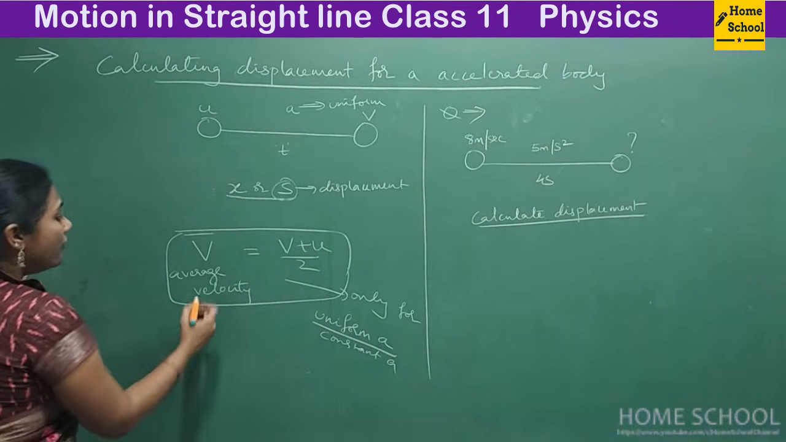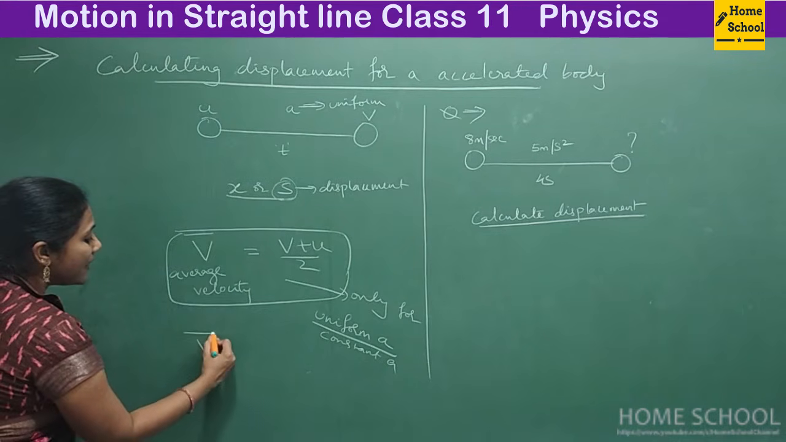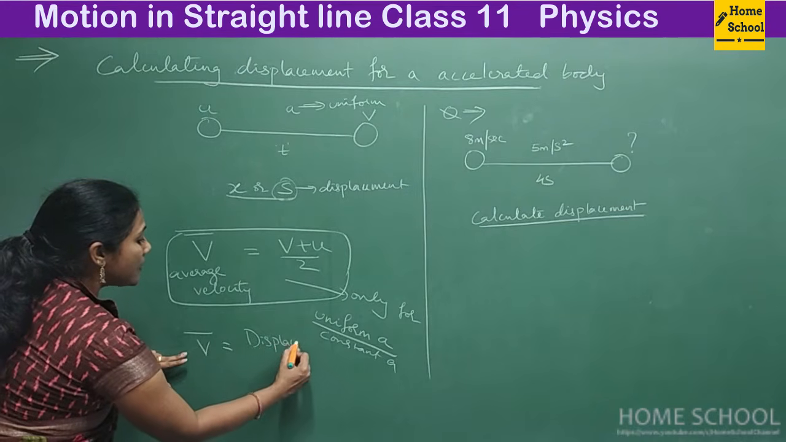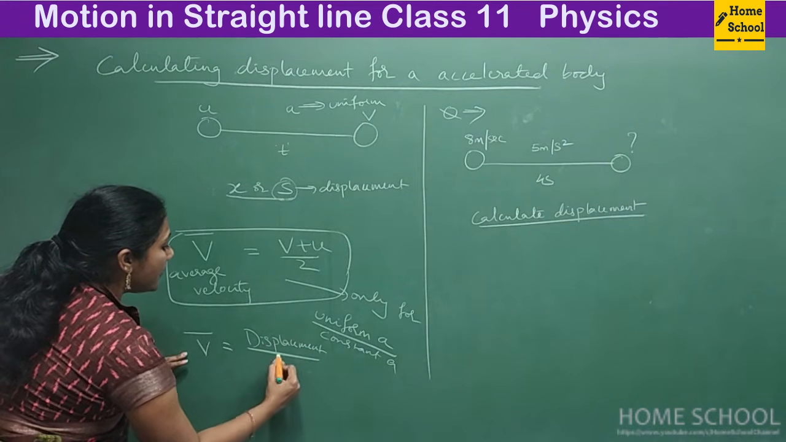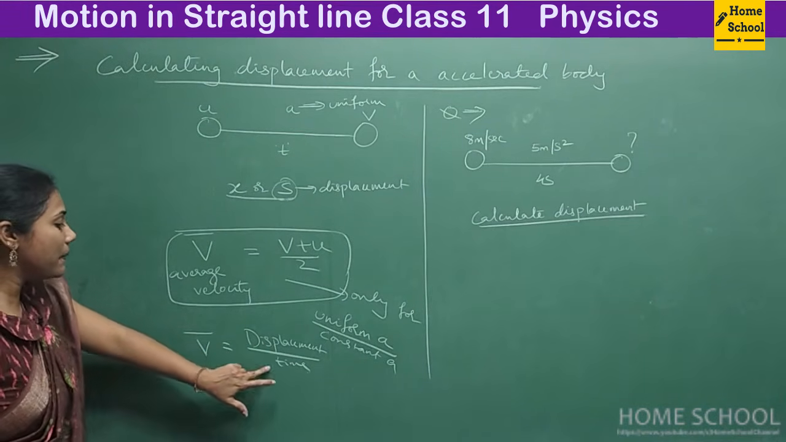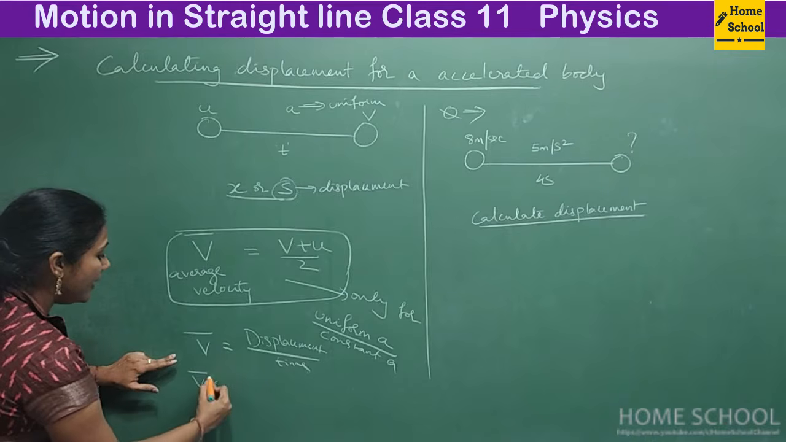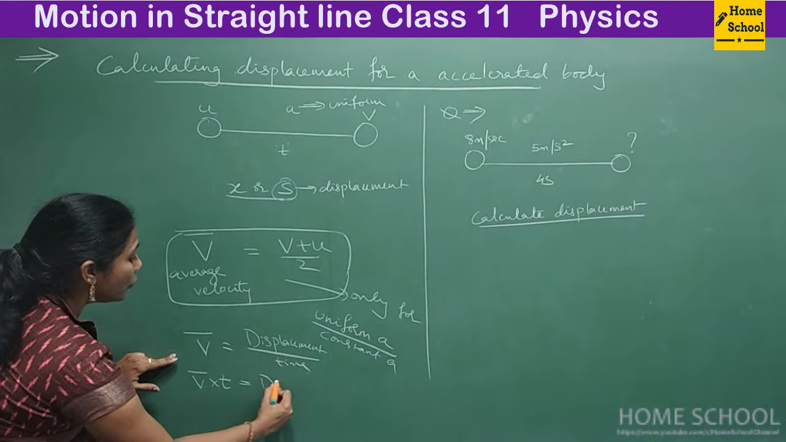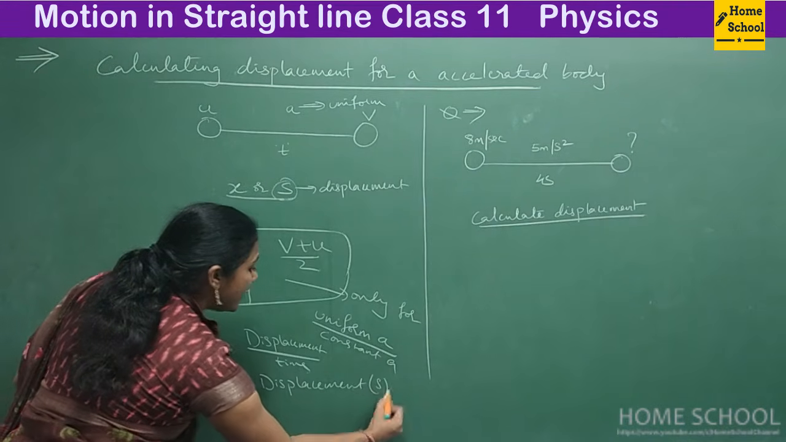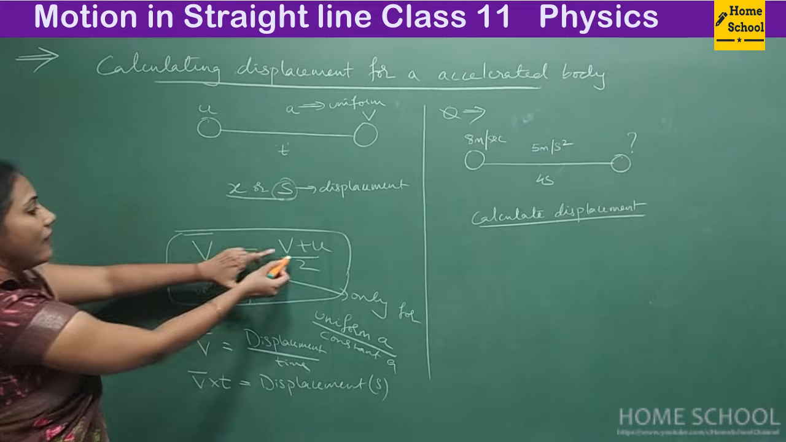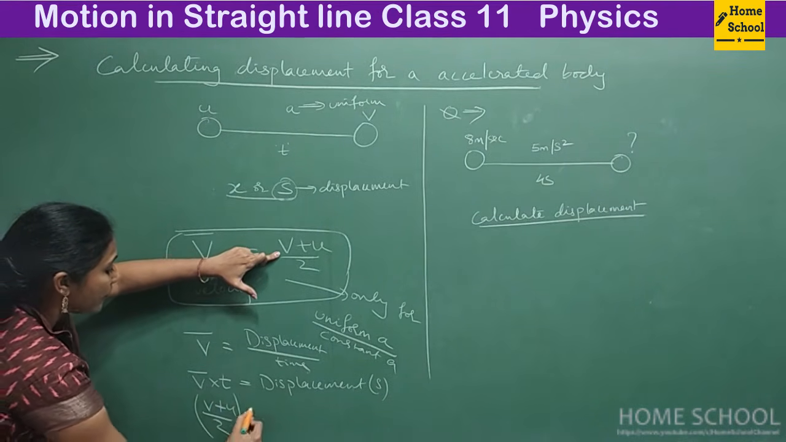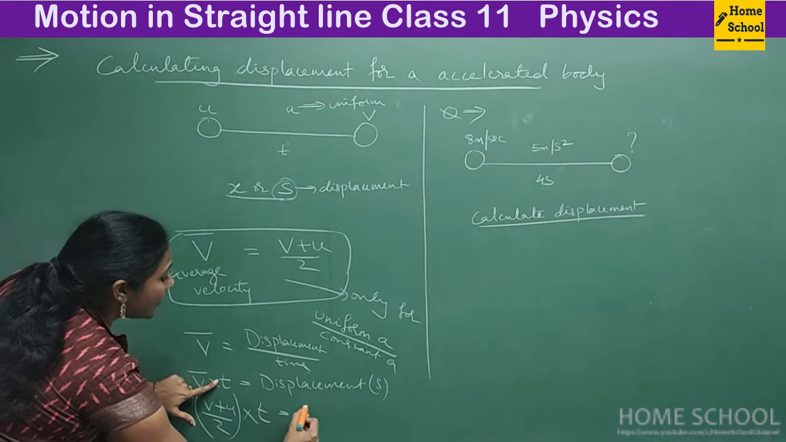And now we all very well know that the basic formula for average velocity is nothing but displacement by time, right? So if you want to calculate displacement, average velocity into time will give you displacement. Say yes. So what is average velocity? Average velocity is (v + u) by 2, into t will give you displacement.